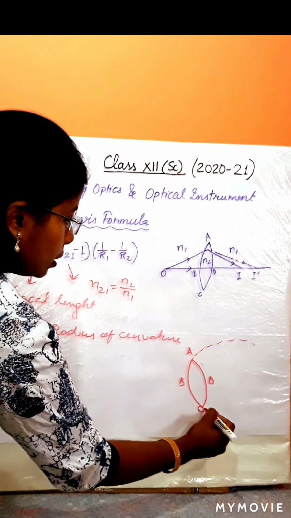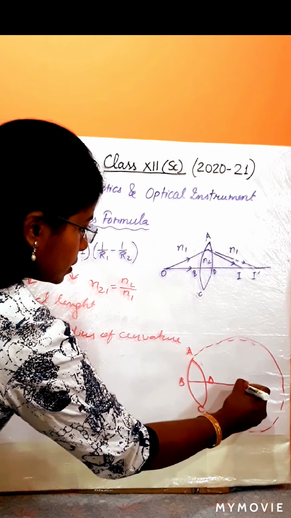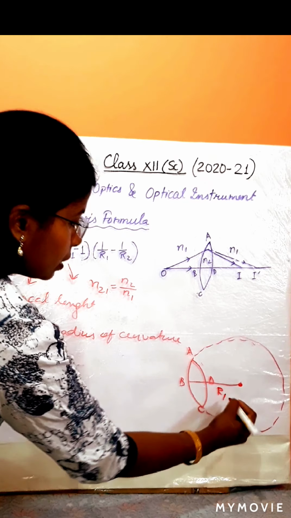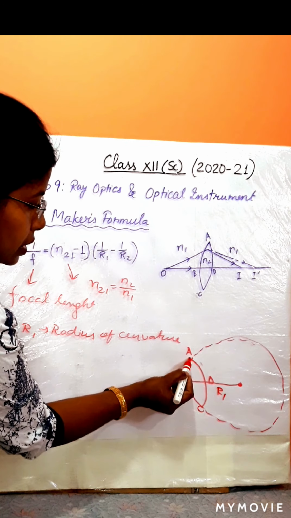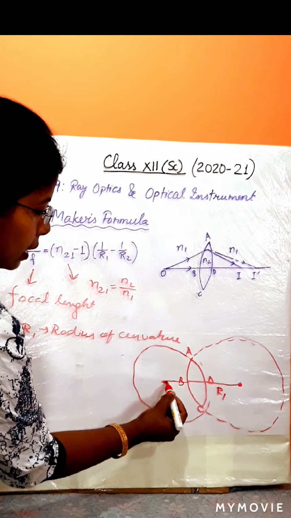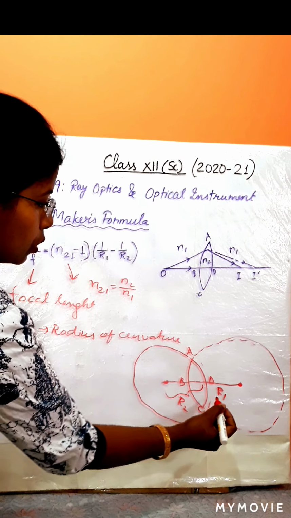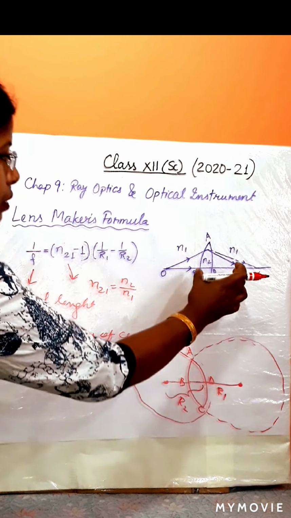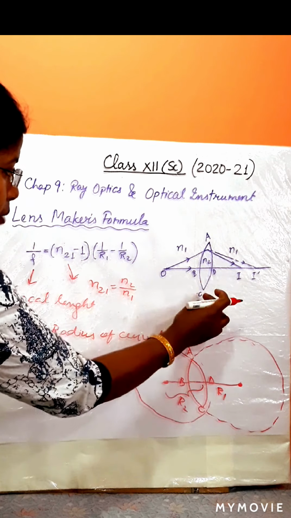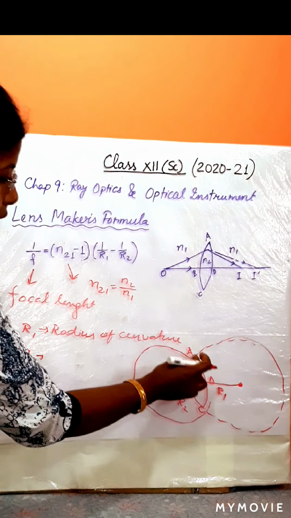Now if we draw the spherical portion of the surface, suppose this is the center of the spherical part, then this distance is known as R1. Similarly, for this portion ABC, if we draw, and this is the center, then this part is known as R2. So R1 is the radius of curvature for this ABC part, and R2 is the radius of curvature for this ADC part.